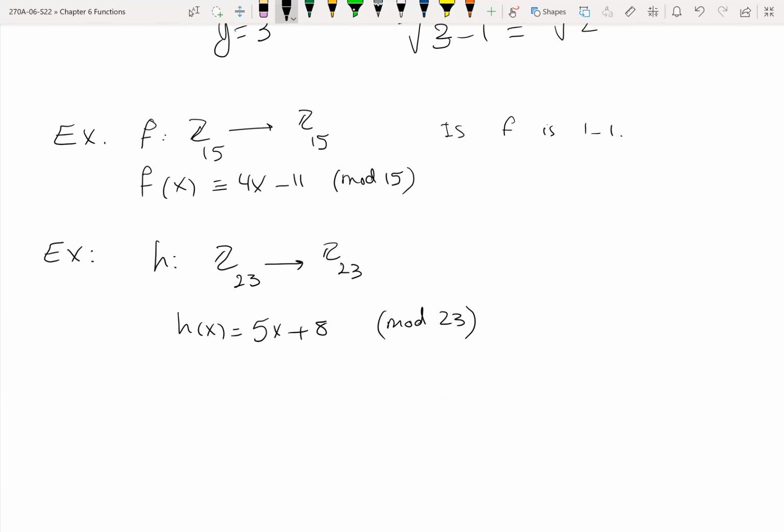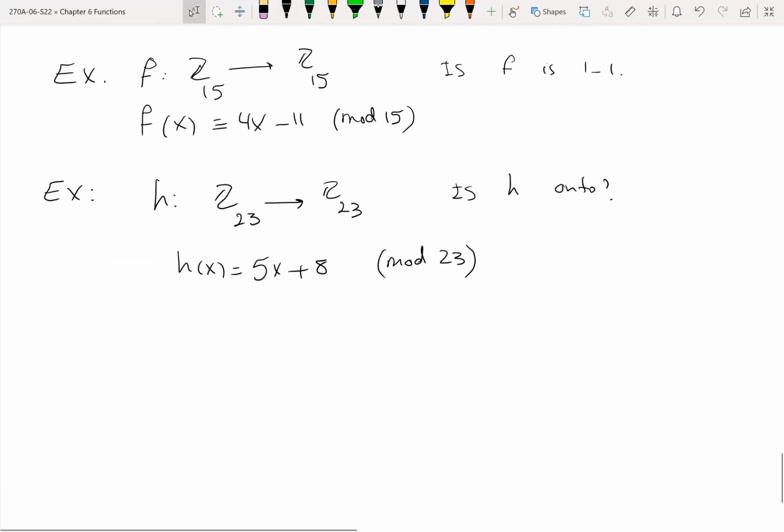This is asking whether this is onto. Is h onto? Okay. We can try the table of values if you want. I think that would be just good practice, but not for all values, right?